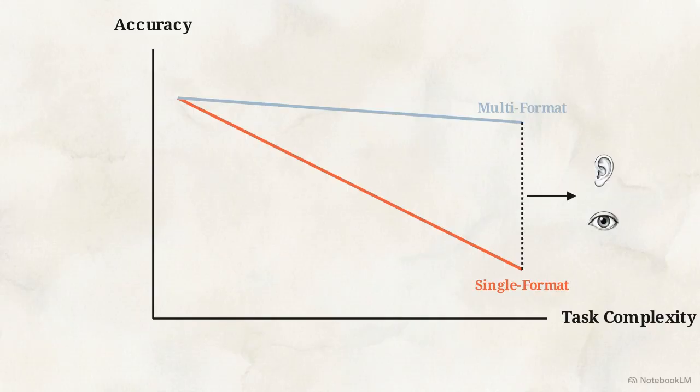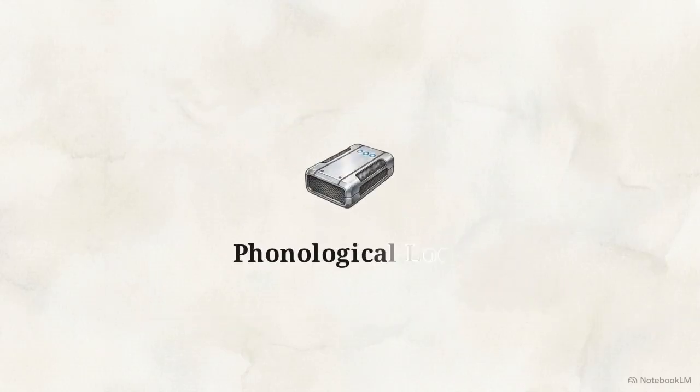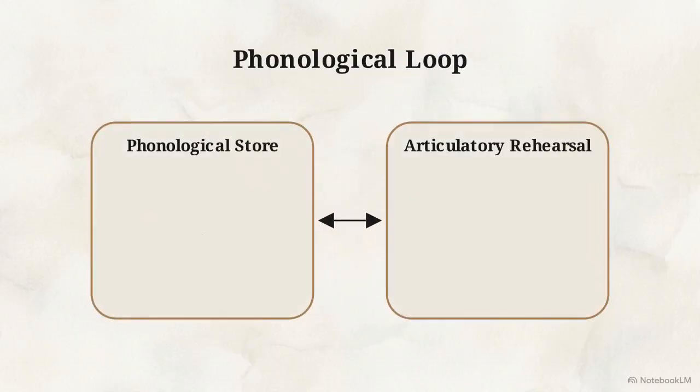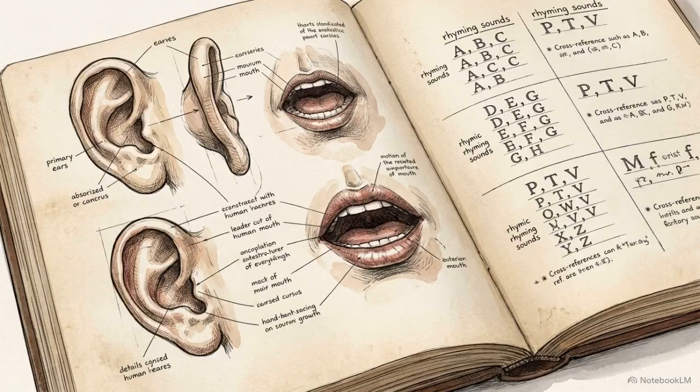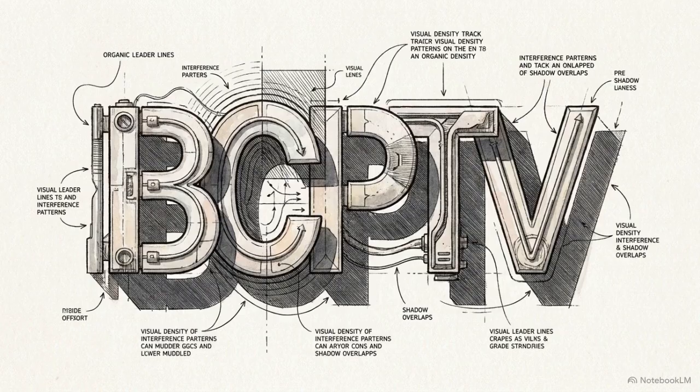This brings us to the first distinct module of Baddeley's architecture, the phonological loop, handling speech and auditory data. Empirical testing required dividing this into two subcomponents, a passive phonological store and an active articulatory rehearsal mechanism. In 1964, Conrad and Hull demonstrated the acoustic similarity effect. They found that letters with rhyming sounds are harder to recall than non-rhyming ones because the acoustic overlap prevents the store from cleanly isolating discrete units.